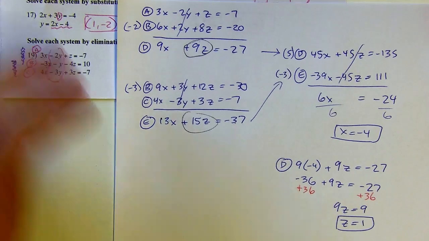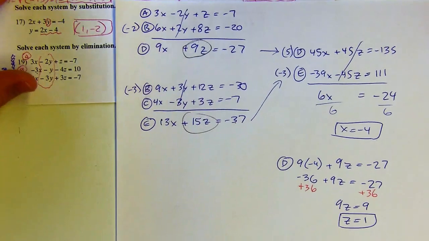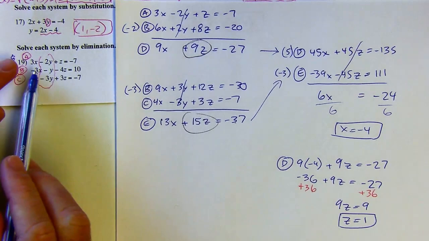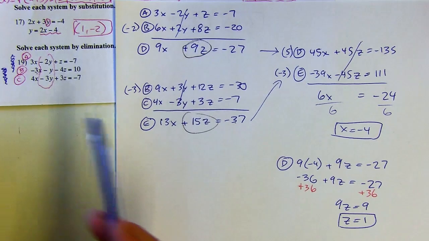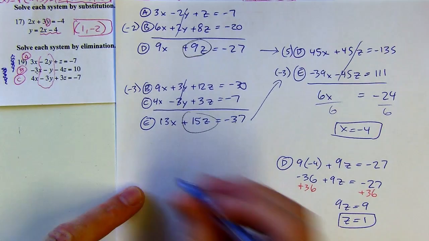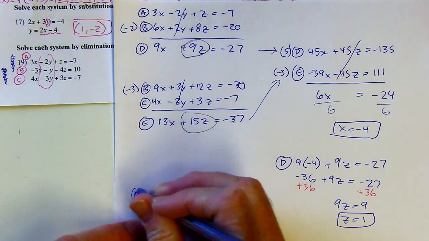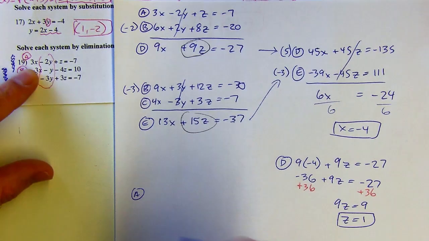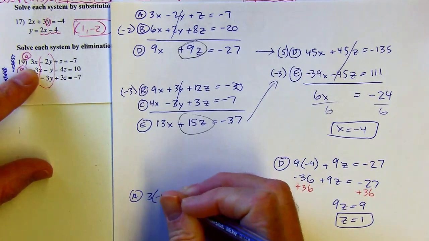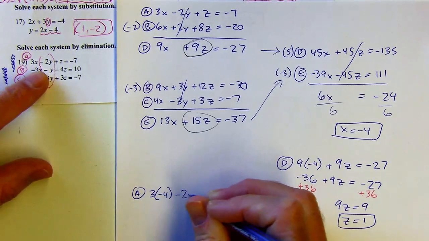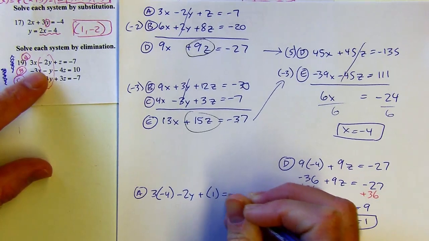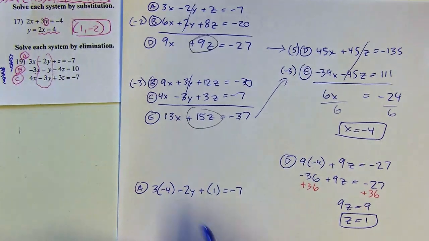Okay, now that I've got two of the three variables, I'm going to go back to one of the equations that has all three variables. I still need to find the y, so I've got to pick an equation that has a y in it as well. So maybe I'll just go all the way back to the beginning, to equation A. I do know the x. The x was negative 4. I don't know the y, but I know the z is 1. Okay, and then I can solve for y here.